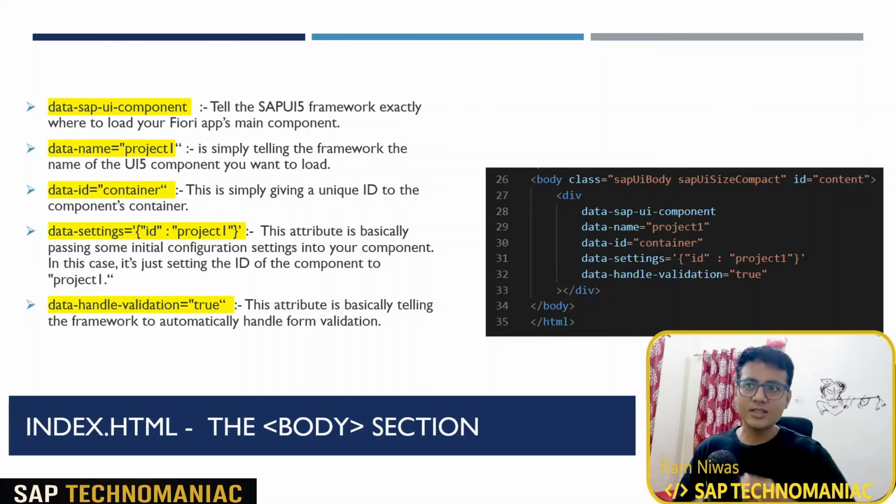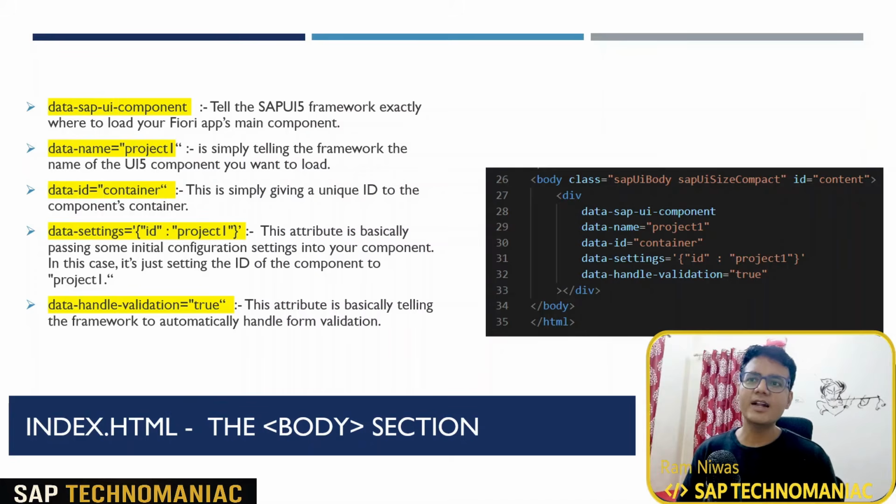Then this is the ID of the div tag. We are giving an ID to this div tag as a container, so we can access this div tag whenever we want and modify it according to our requirement. But we are not going to do that. The framework uses this particular ID to modify this div tag if it is required. That is the reason we have to give the ID to this div tag.